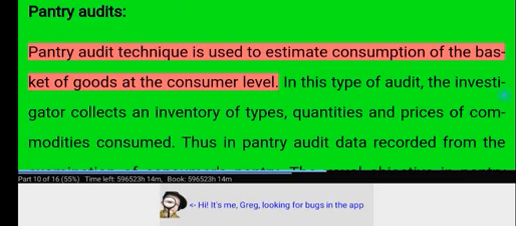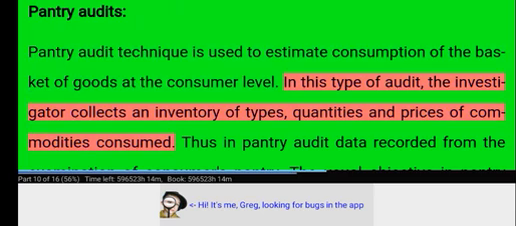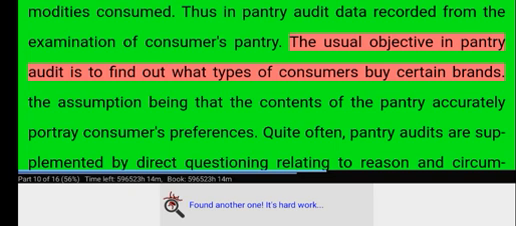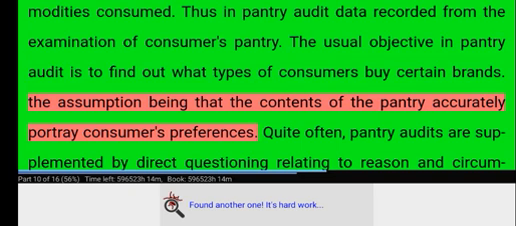Pantry audits. Pantry audit technique is used to estimate consumption of the basket of goods at the consumer level. In this type of audit, the investigator collects an inventory of types, quantities and prices of commodities consumed. Thus in pantry audit, data are recorded from the examination of consumers' pantry. The usual objective in pantry audit is to find out what types of consumers buy certain brands, the assumption being that the contents of the pantry accurately portray consumers' preferences.